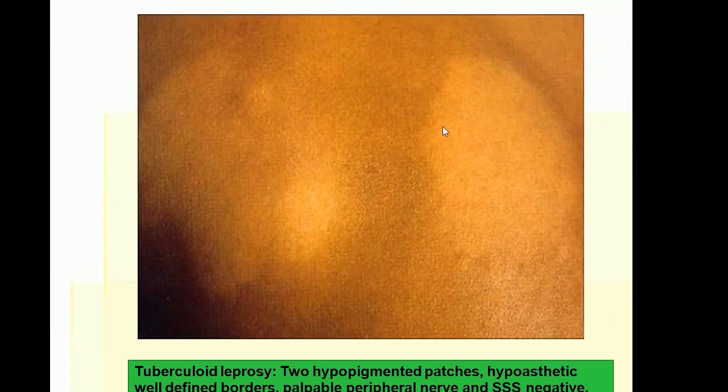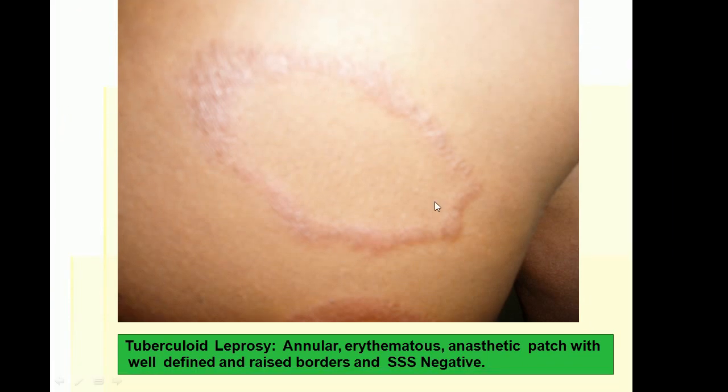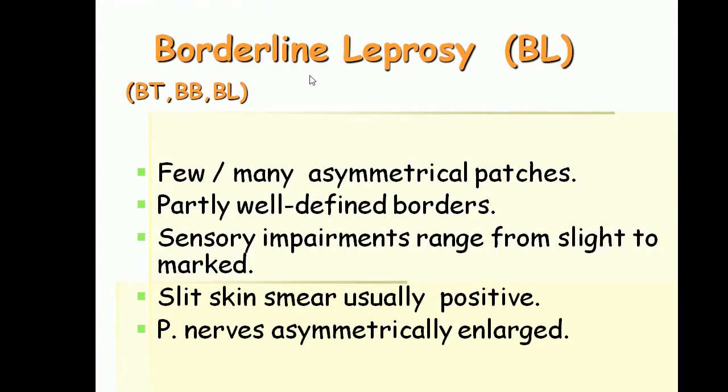So this is an example of tuberculoid leprosy, which consists of two hypopigmented patches. Another example of tuberculoid leprosy, and the final example of tuberculoid leprosy, which I displayed at the start of the video.